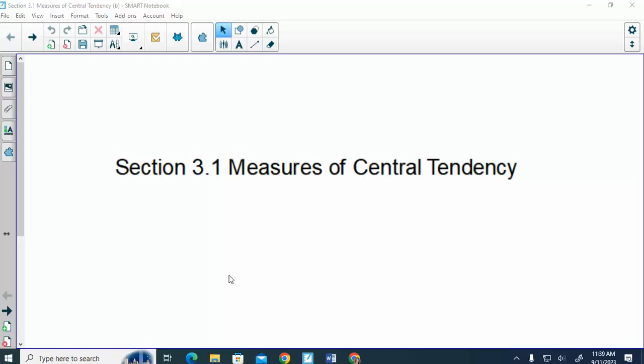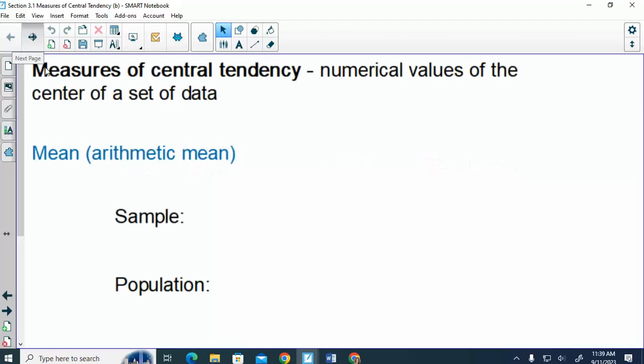So, measures of central tendency. If we're going to be talking about this, we need to know what that means. When I'm looking at measures of central tendency, that is basically what kind of number can you give me to represent the center of a set of data. So a numerical value for the center, or the middle of our data.